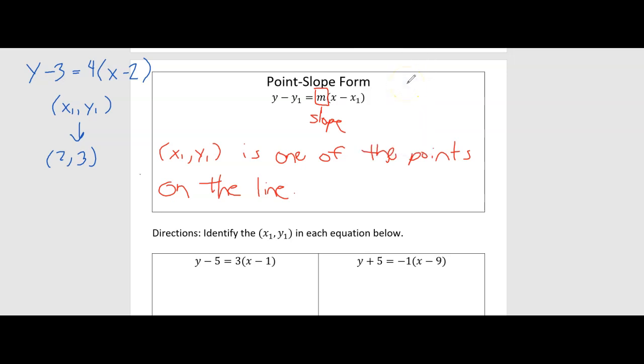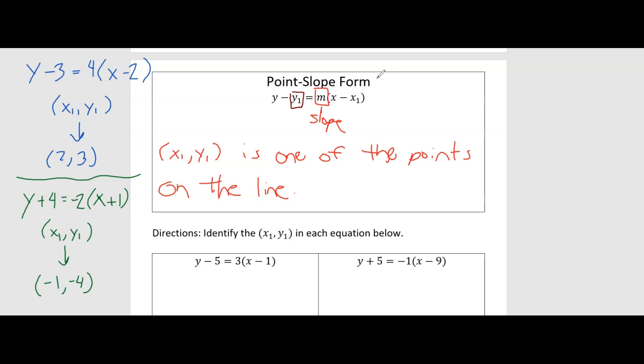Now, if I have the equation y plus 4 is equal to -2 times the quantity x plus 1, my x1, y1 would end up being -1, -4. So again, it's the opposite of what you're seeing in the equation. Now this has to do with the fact that the equation says y minus y1. So you're just taking this number after the negative sign. You're not including the negative sign.